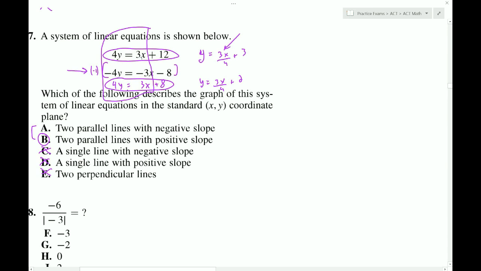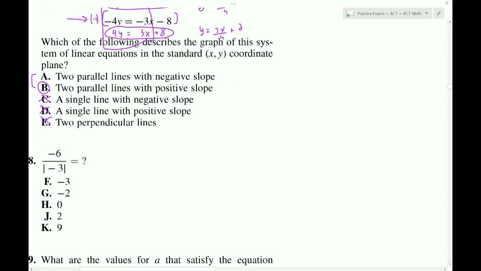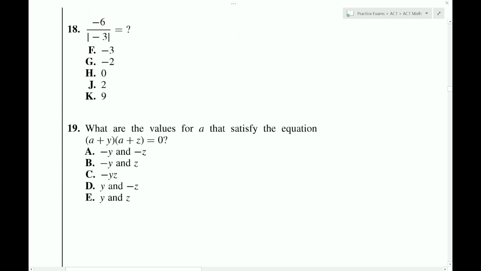Now, one interesting thing to note is that all the slope information is contained in the coefficients of x and y, all right? And then the y-intercept information is there, all right? So you didn't have to actually solve it out, but that's okay.